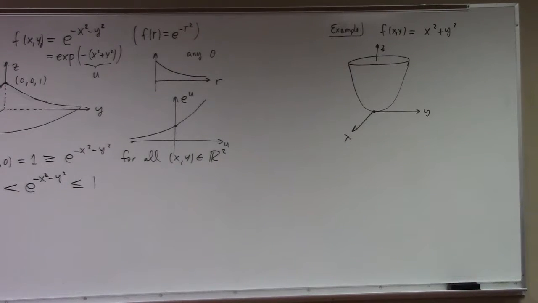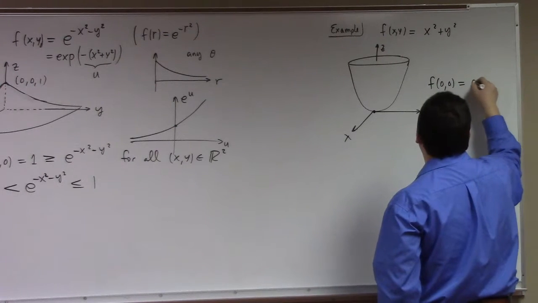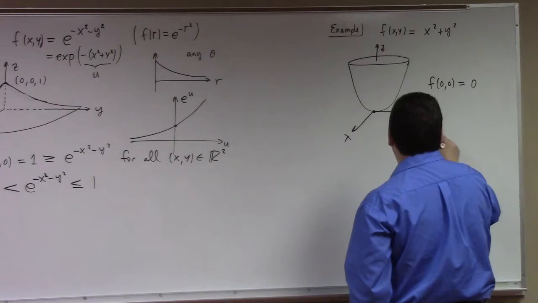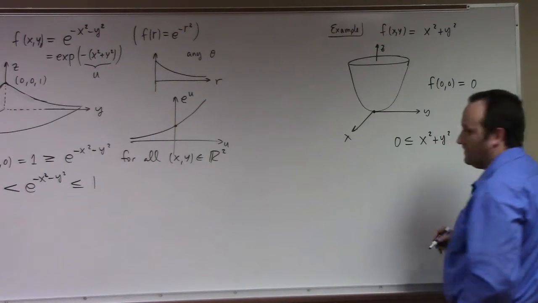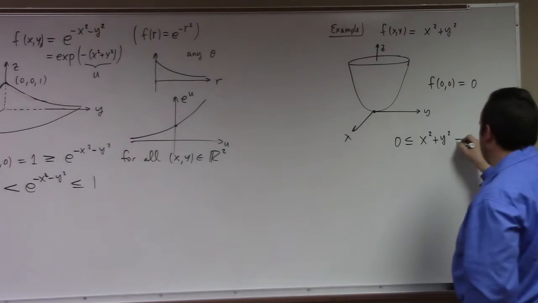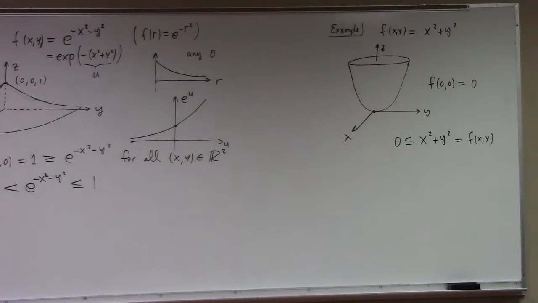It's fairly clear that the global minimum of this function is what? Yeah, it's at 0. f of 0, 0 is equal to 0. And you can see that 0 is less than or equal to x squared plus y squared, and of course that's f of x, y. That's true for any x and y. So in fact, 0 is the minimum value. It is attained at the origin, and that's a global minimum.